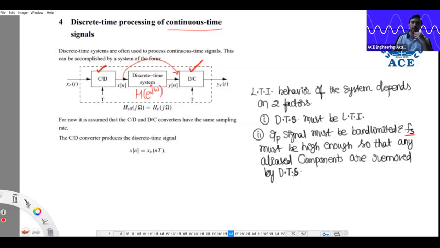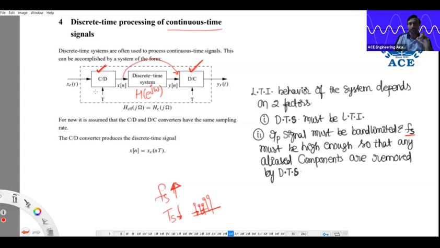When you take more samples, if you increase Fs, Ts decreases, so automatically the sample to sample gap is decreased. So when you take a high sampling rate, aliasing components are removed by this discrete time system because the sample to sample gap of the discrete signal is reduced. So this is the general block diagram of discrete time processing of continuous time signals.